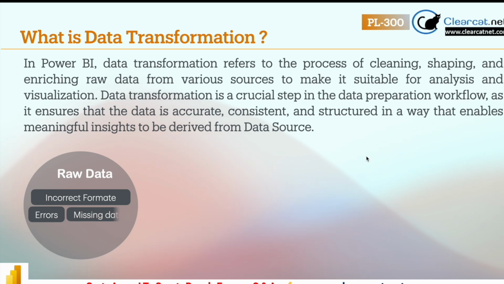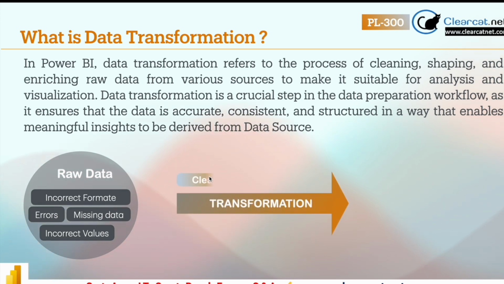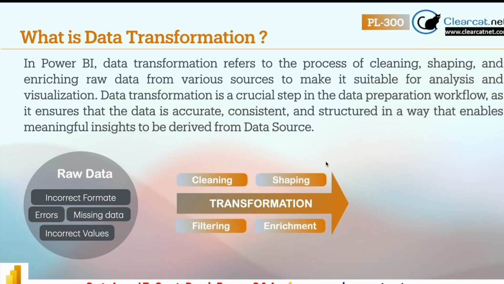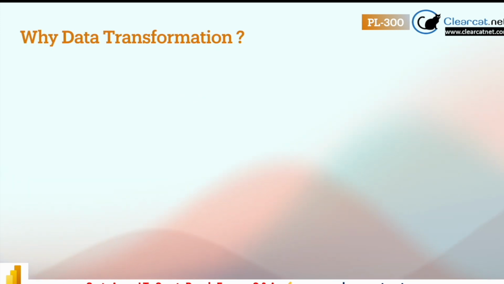So in our data set, it is not guaranteed that we have the exact value we are going to visualize. A data set we receive may be raw data in which incorrect formatting is there, errors, missing data or incorrect values. So with the help of transformation, cleaning, shaping, enrichment, filtering, we can convert the raw data into accurate, structured and consistent data. The next question is, why data transformation?